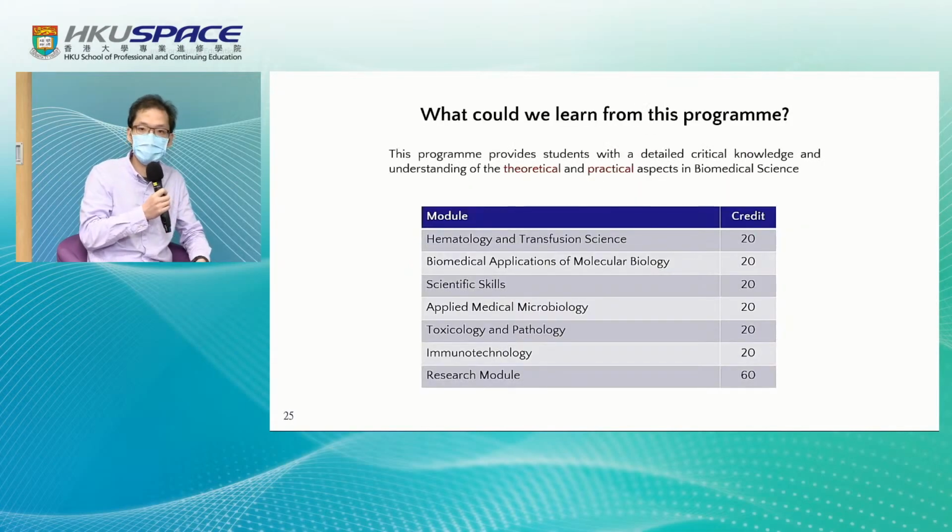So what topics are covered in this master program? This program normally covers the critical knowledge, including the theory and practicals in biomedical science. And here we list all the taught modules, 6 taught modules plus the research project module. You may see from here that our courses focus on medical-related or laboratory-related topics, including hematology and transfusion science, which is basically the study of health and disease related to blood.